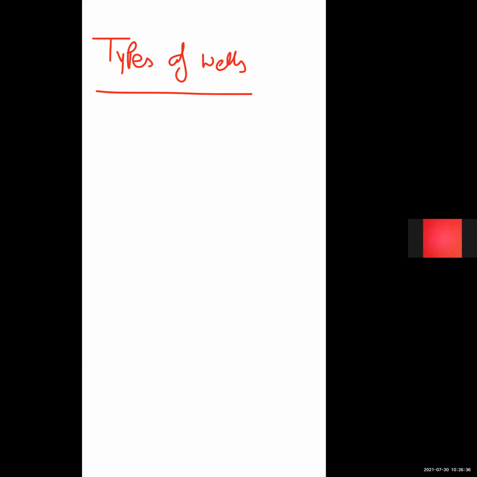Types of wells. There are two types of well: open well and tube well. A water well is a hole, usually vertical, excavated in the earth for bringing groundwater to the surface. That excavated portion is known as the well. So wells may be classified into two types. First is the open well and second is the tube well.